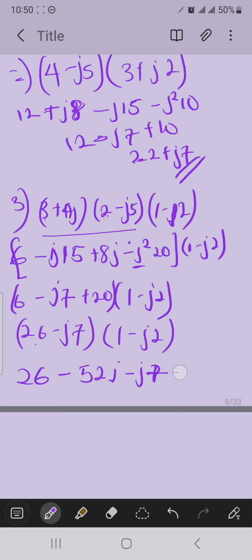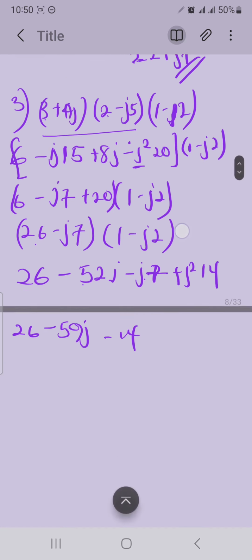This one times this plus 14. So this one will now be 26. This one minus this, like 52 minus, is it not 52 minus 7? Minus 52 minus 7 is going to be minus 59. Okay, so this one is going to be j square minus 1 times 14, minus 14.